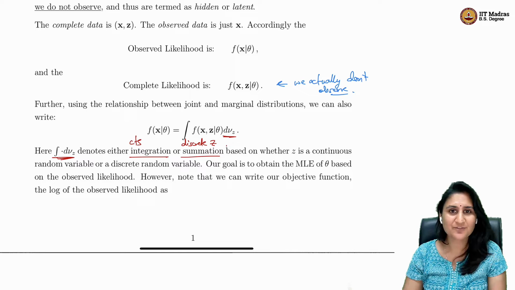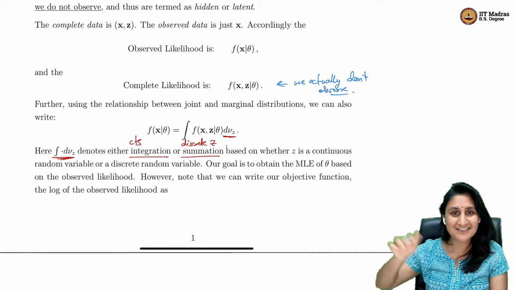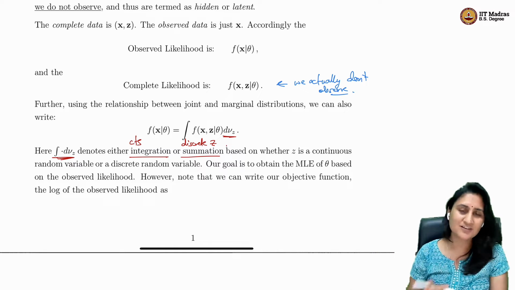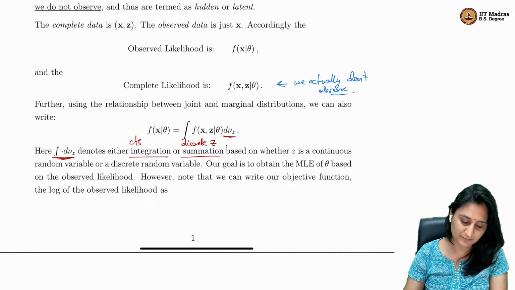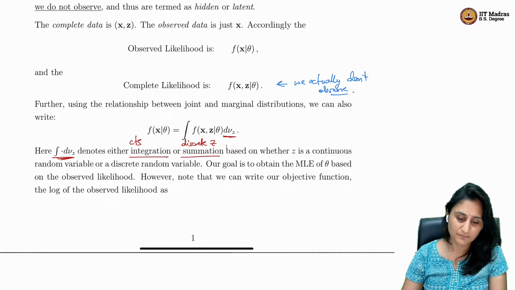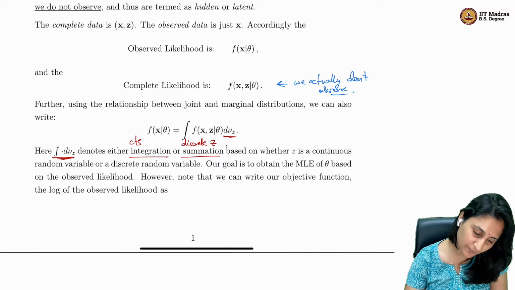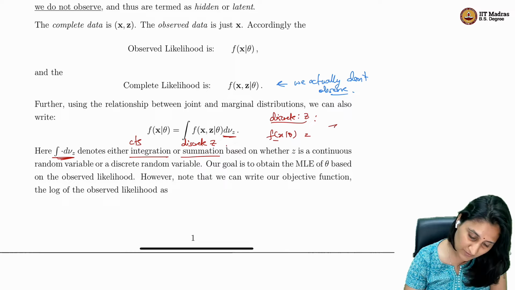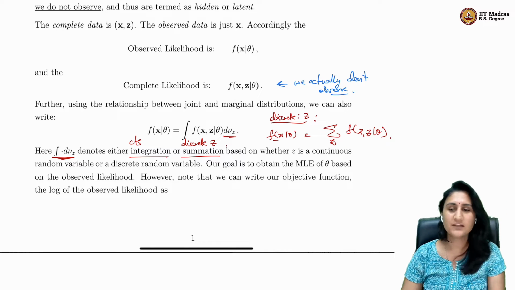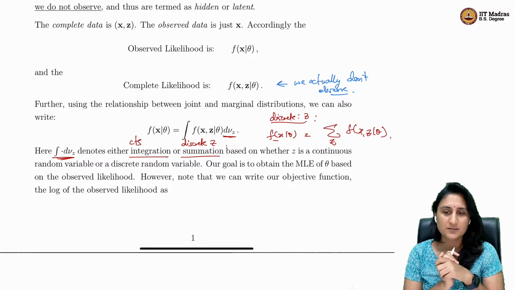Because if I have a discrete random variable, then integrating out means summing out. And if I have a continuous random variable, then I actually do have an integral. Okay? So if I have a discrete random variable, so z is discrete, then f of x given theta is equal to the summation over all possible values of z of f of x, z given theta. Right? So the integral gets replaced by summation.